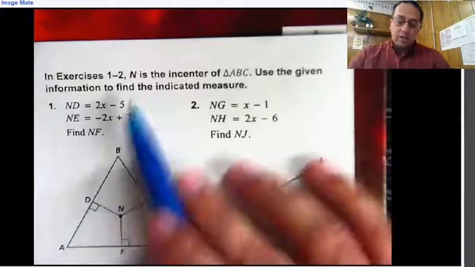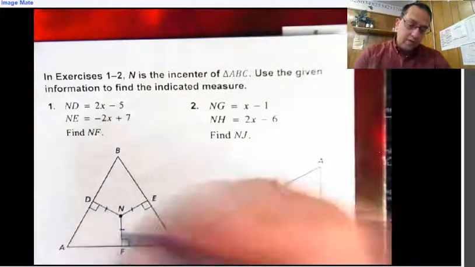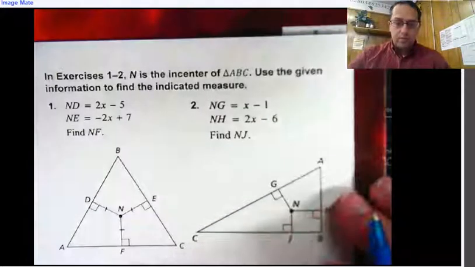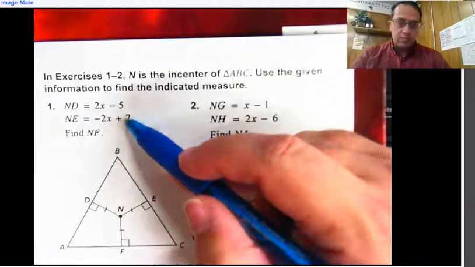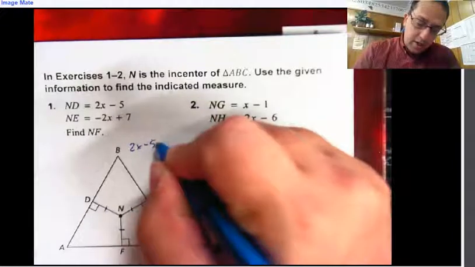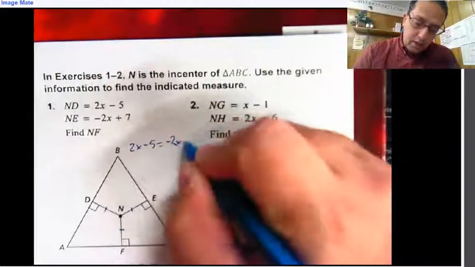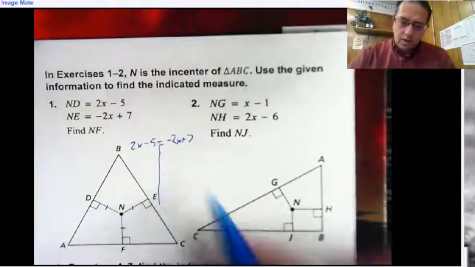And since this is on the incenter, that means all three of these are congruent. All right, which means 2x minus 5 equals negative 2x plus 7. We want to solve this for x.